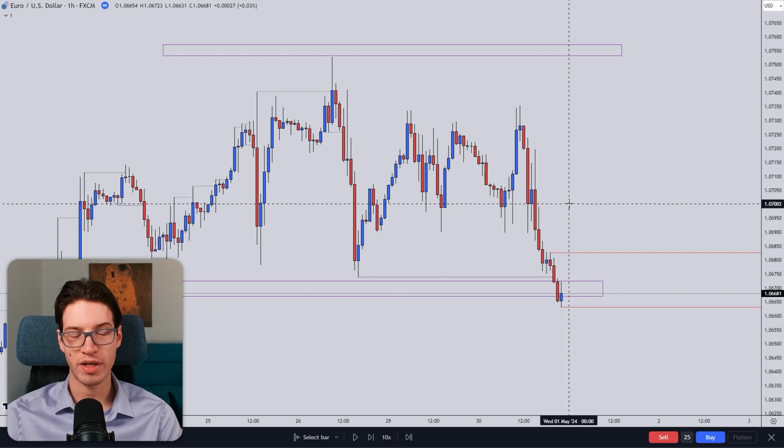I did start trading it on the euro and US dollar as well, but looking for very high probability setups with a lot of confluences. So currently trading the sweep on the Aussie US dollar and the euro and US dollar, but on the euro US dollar, I am a bit more patient. I'm waiting for more confluences to line up.